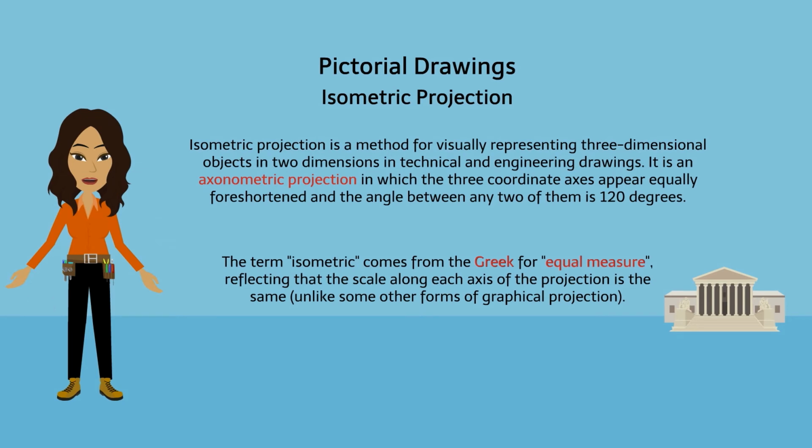Isometric projection is a method for visually representing three-dimensional objects in two dimensions in technical and engineering drawings. It is an axonometric projection in which the three coordinate axes appear equally foreshortened and the angle between any two of them is 120 degrees. The term isometric comes from the Greek for equal measure, reflecting that the scale along each axis of the projection is the same, unlike some other forms of graphical projection.